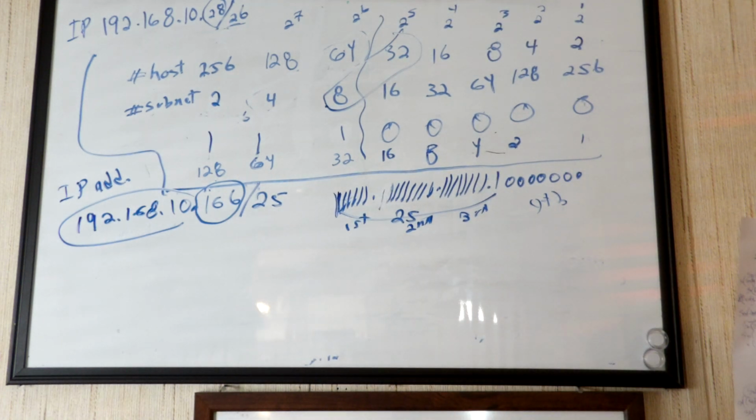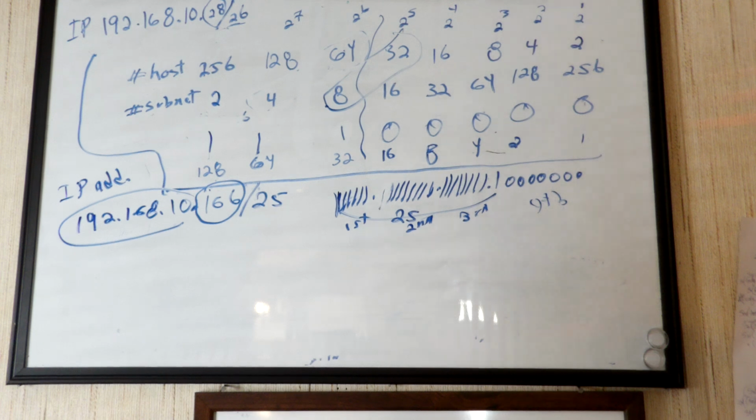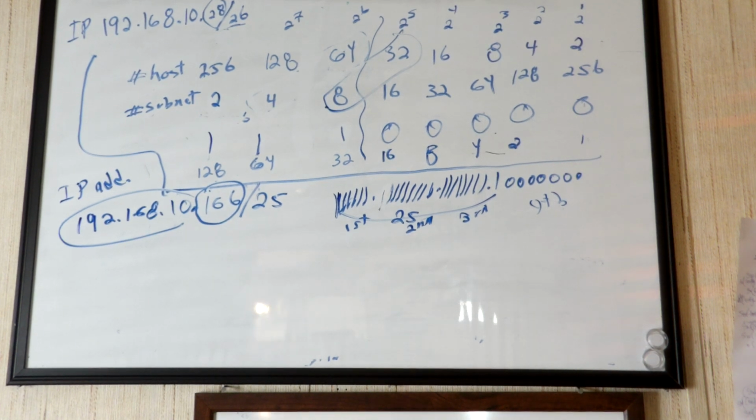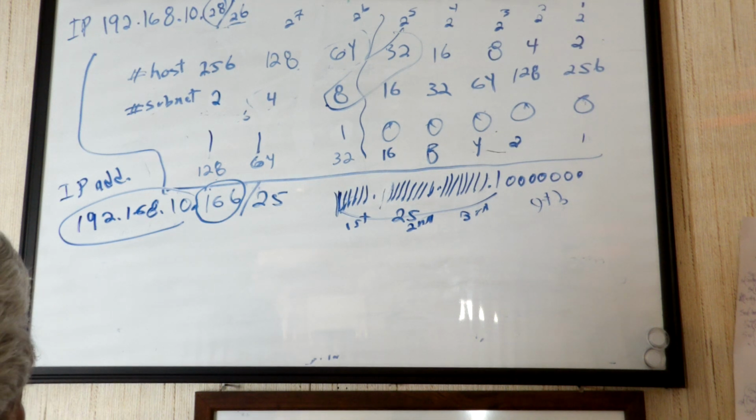But in IPv6 we have 128 bits because we are running out of the IP addresses of 32 bits, and then we are going to have 128 bits. That's a lot of capacity for network and host and these kinds of things.